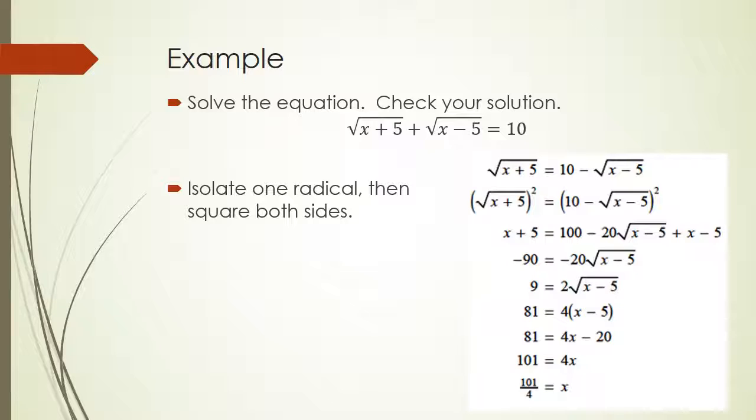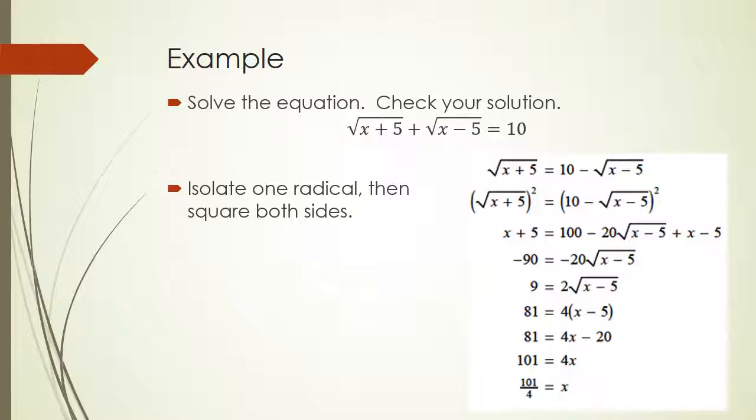Now, you could have divided both sides by -20. You would have ended up with 9/2. And then square both sides, you would have 81/4. And then you would add the 5 to that. And that's a perfectly fine way to do this.